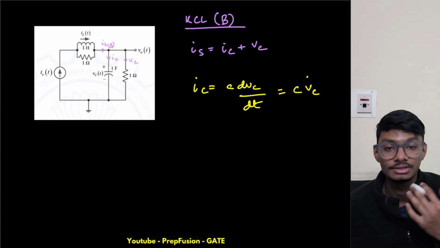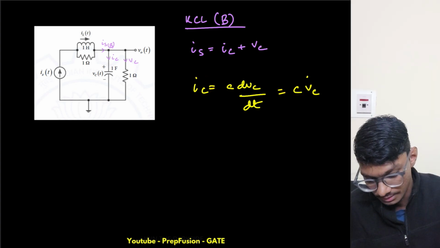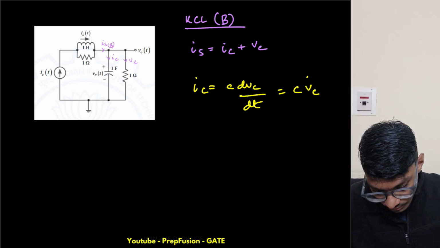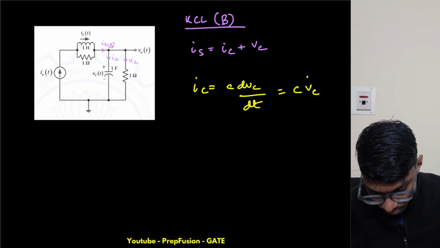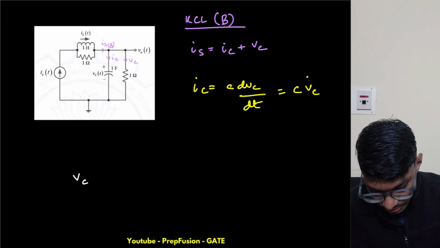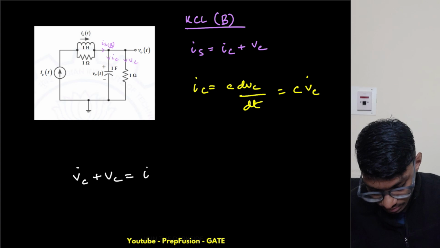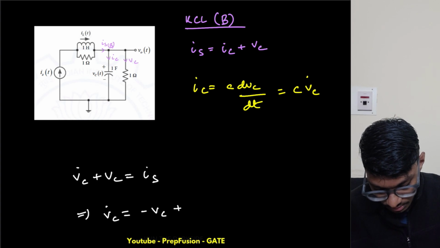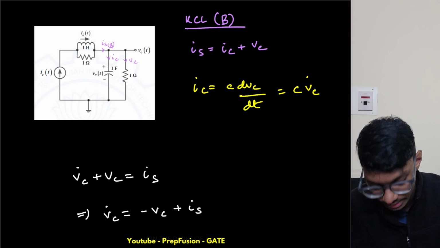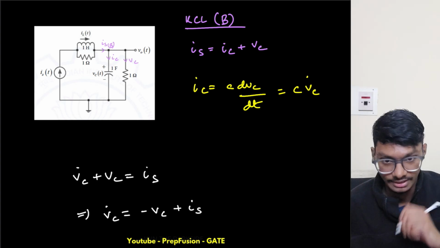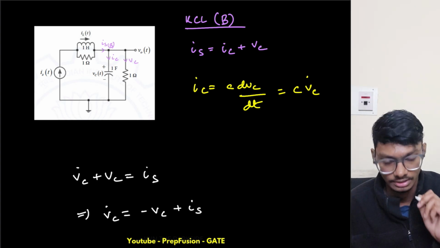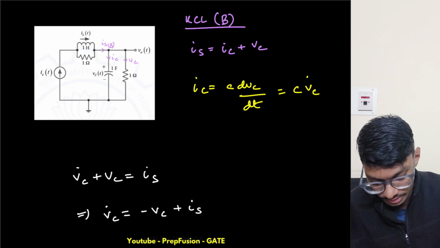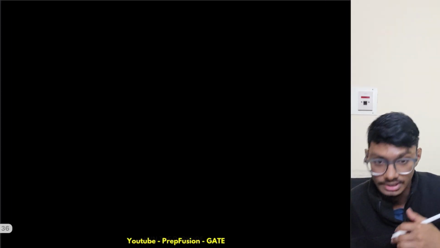Again I will get a similar type of equation. If I replace this, VC dot plus VC equals IS. I will take VC on the right hand side, so VC dot equals minus VC plus IS, right? It is understood that they are functions of time, so I'm not writing bracket t. Now let's write the output equation.